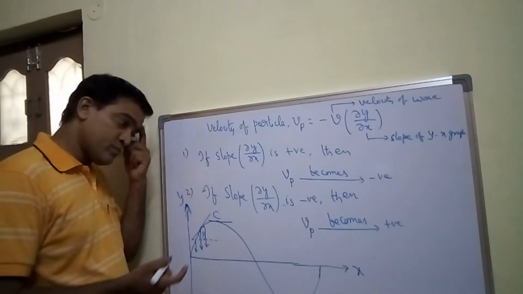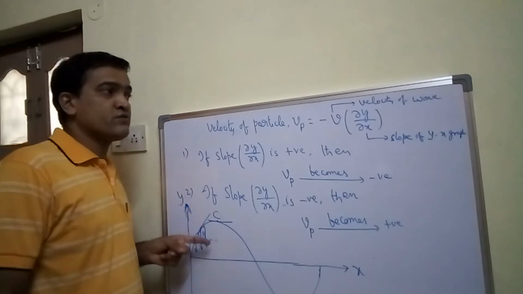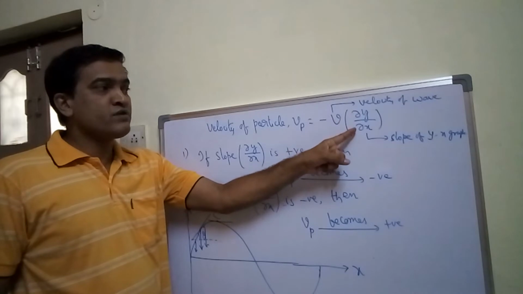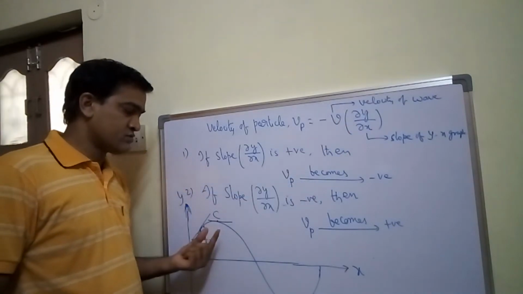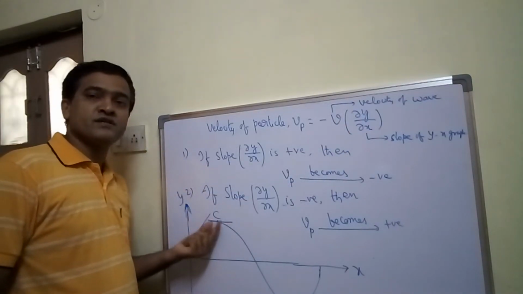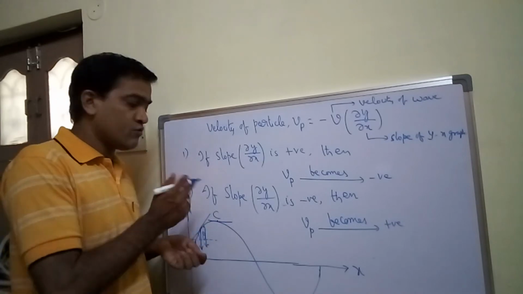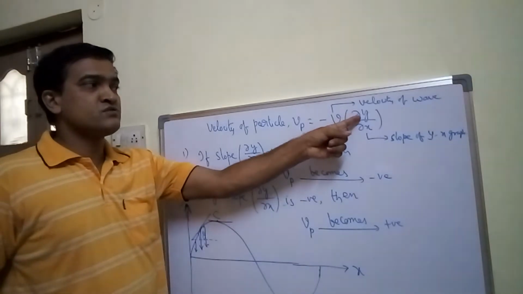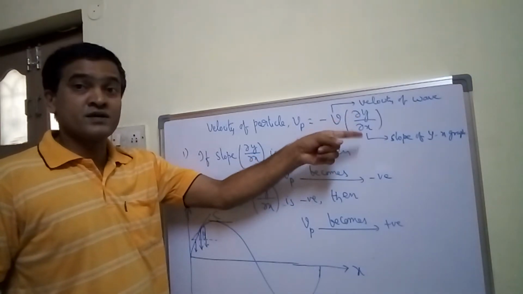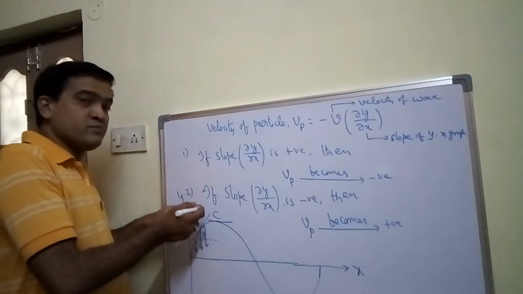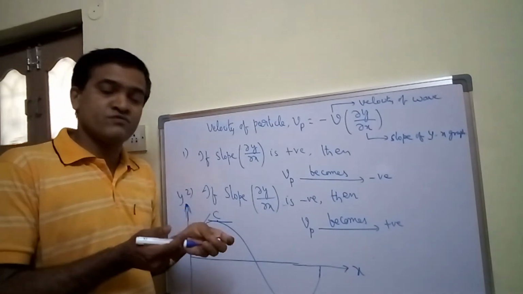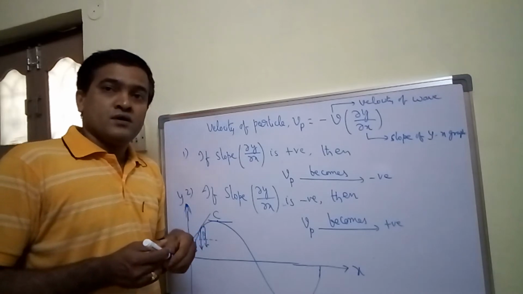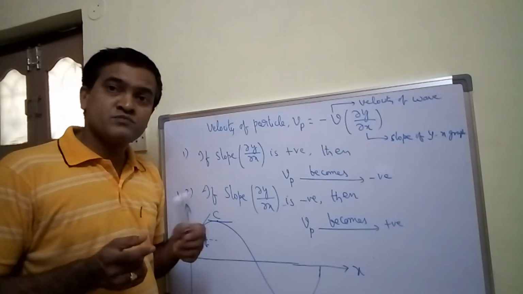How can you find the slope? You can find the slope only when you have change in y with respect to change in x. Where is the change in y along the horizontal direction? There is no change in y, but change in x is there, of course. Whenever there is no change in y, dou y upon dou x becomes 0. So velocity of the particle becomes 0. As you have studied in first year as well, velocity becomes 0 at the extreme position.